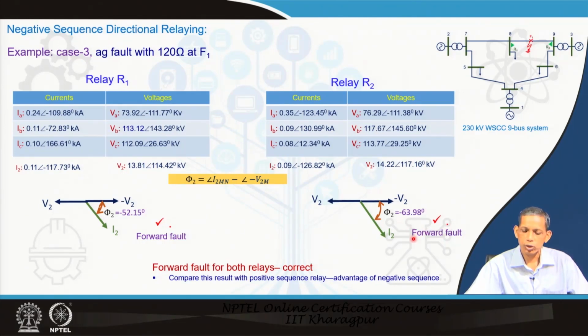So, these two relays see the fault in forward even though the RF is 120 ohm. So, this is a forward fault by both the relays, which is correct. If you compare the relay performance, negative sequence relay performance as compared to the positive sequence one, negative sequence has advantage over positive sequence in terms of higher value of RF.